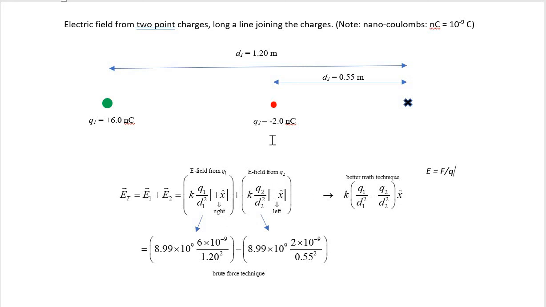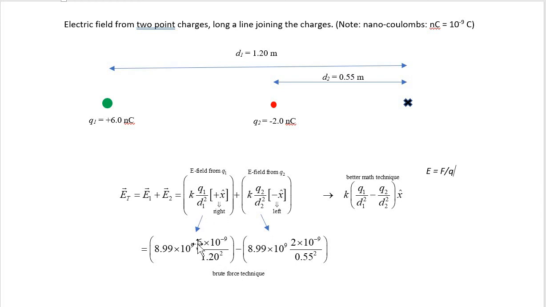Now, what about the E field from Q2? Like I said, don't put the sign in there. It's a negative charge, but what you do is you have K times the magnitude of the charge, which is 2 nanocoulombs, over D2 squared. And D2 is of course going to be closer. Now we know that if we put a positive test charge here, it would be attracted to this charge. So the electric field's pointing this way, to the left. That's why I put negative x hat. That's the left direction. If you want to do this, what I call brute force, it's very simple.